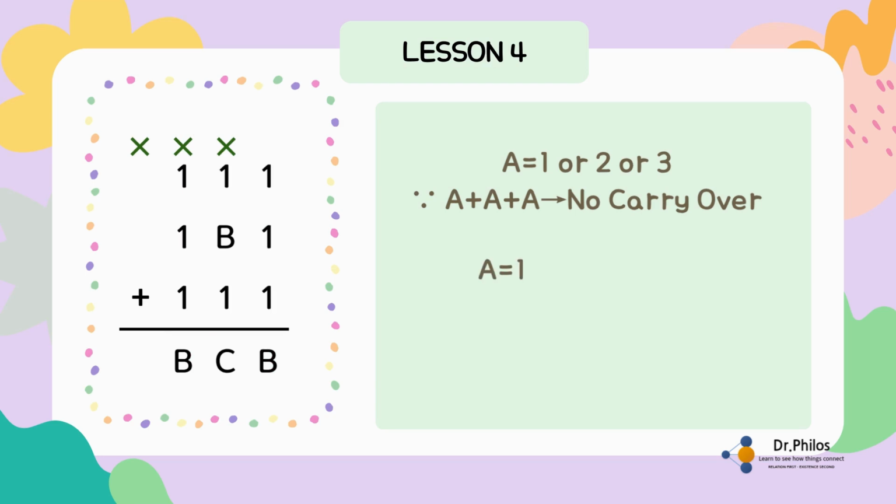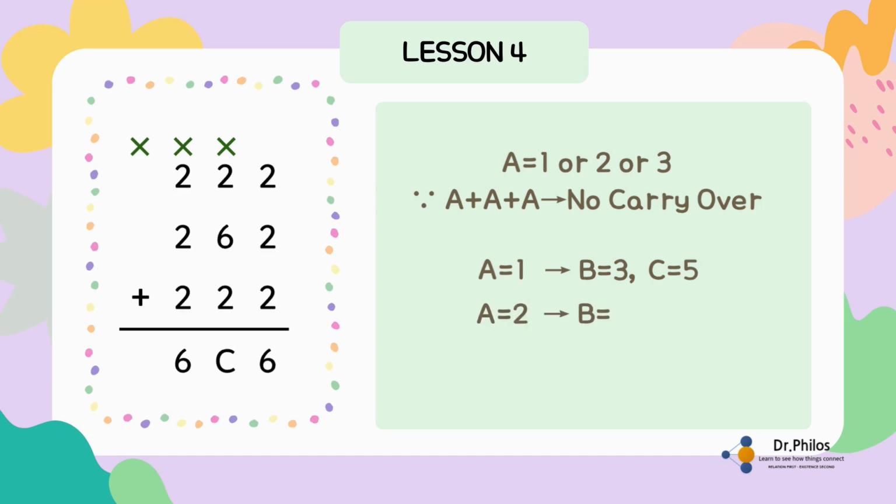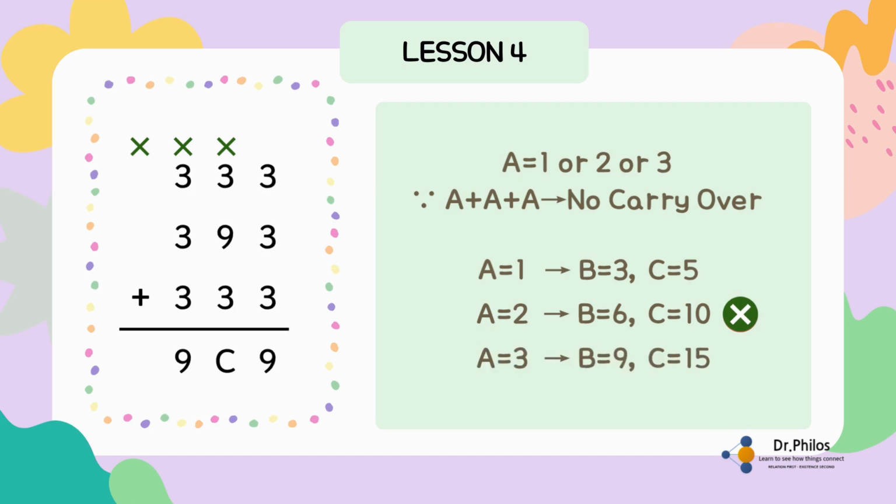If A is 1, B is 3, and C is 5. If A is 2, B becomes 6, and the sum in the tens place becomes 10, which makes a carryover. So I'll cross out this possibility. When A is 3, the sum in the tens place is 15, which also makes a carryover. Let's cross out this one too. Therefore, A is 1, B is 3, and C is 5. Great job solving it.